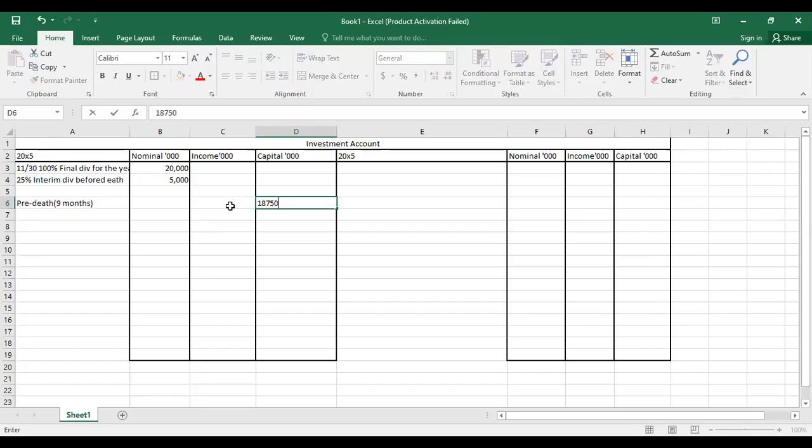18,750. Then we have now the post-death. How many months? 3. Yeah, post-death, 3 months. But remember, this will go to the income column because it is going to the remainder month. 6,250. So what are you getting? 6,250. There we are. Then are we supposed to deduct the interim that was paid?